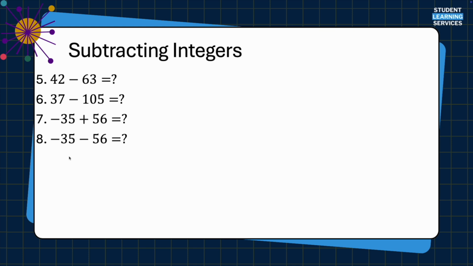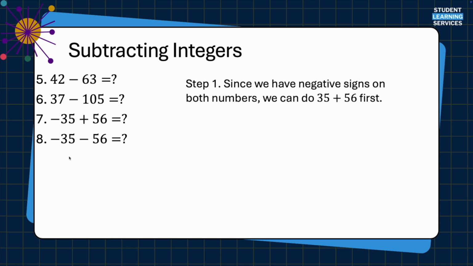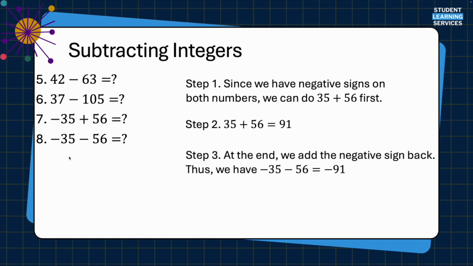What about something like negative 35 minus 56? In this case, both numbers are negative. Then what we can do is, we can actually add them together. We can do 35 plus 56 first. What is that equal to? That's equal to 91. And the last step would be adding a negative sign to 91. So the answer is negative 91, since both numbers were originally negative.